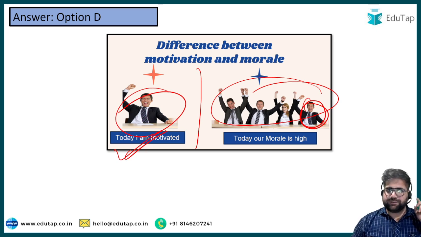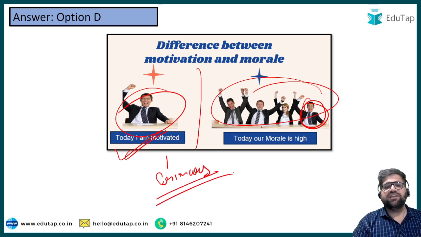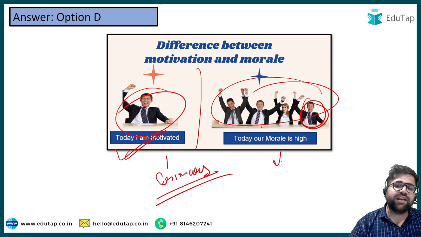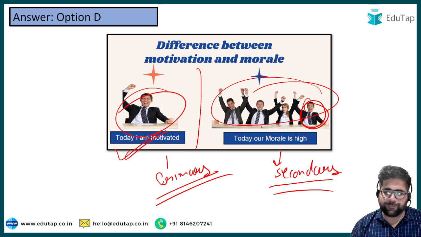Also, one difference. Motivation is the primary concern. Primary means that every organization will first try to fulfill this particular domain. Morale is a secondary concern. Secondary here means that first motivation will be there and then morale will be there. As simple as that.